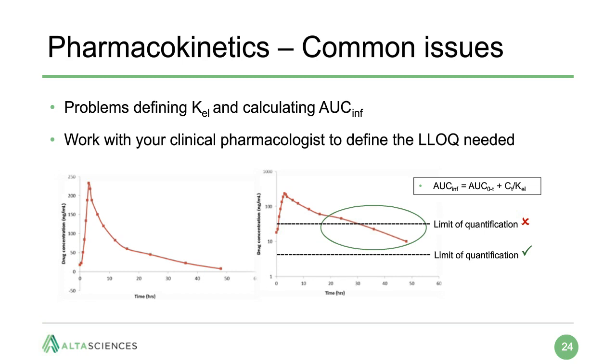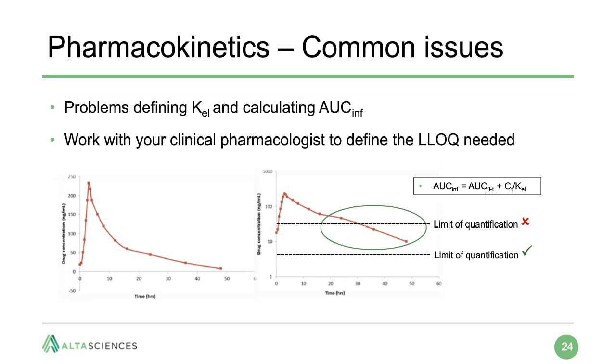Now, Kel can be mathematically derived, but it can also be empirically derived from the drug concentration time profile. If we convert the concentration axis on the left to the log scale in the graph on the right, you can see that the terminal part of the curve exhibits a mono-exponential decline. And I've circled this in green. Without going too much into theoretical pharmacokinetics, Kel can be derived from the slope of the last 3 points in this terminal phase.